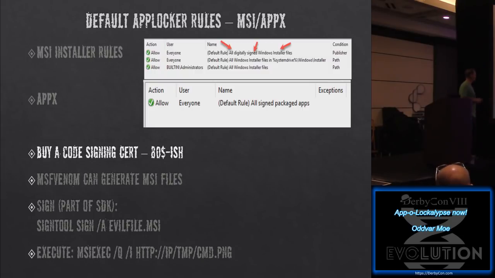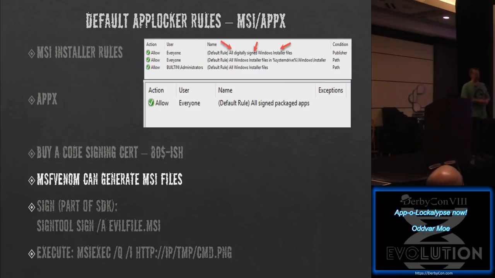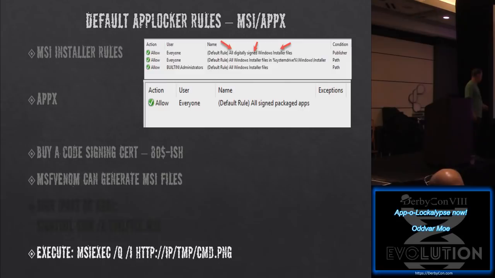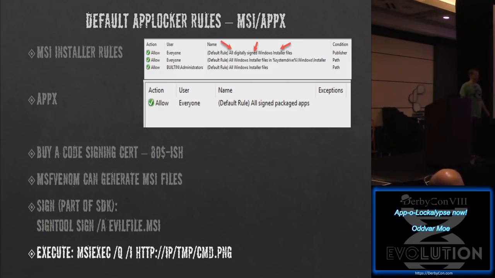Because getting a code signing cert, it's like $80. And it's not that hard to get it. And you can use something like MSFvenom or whatever to create an MSI file. And then you can just sign it using a sign tool. And then you just execute the payload and it runs. So that's an easy bypass for that rule. So that needs to be tweaked in order to harden it.